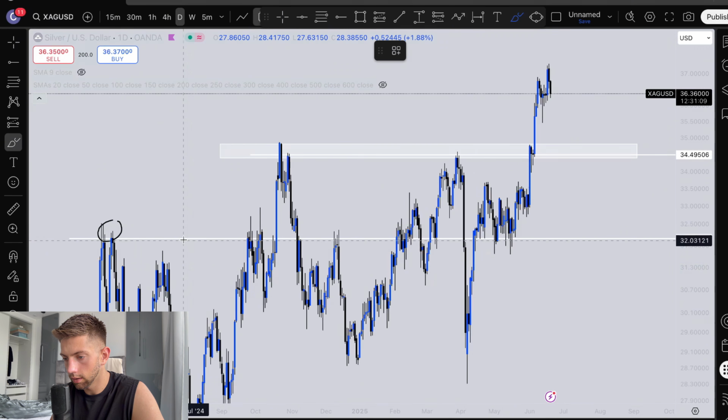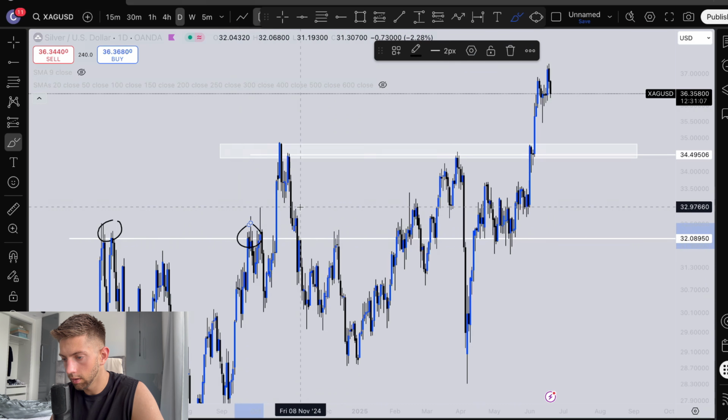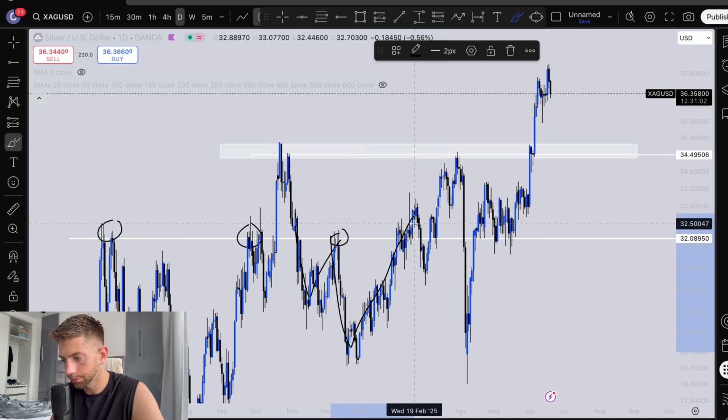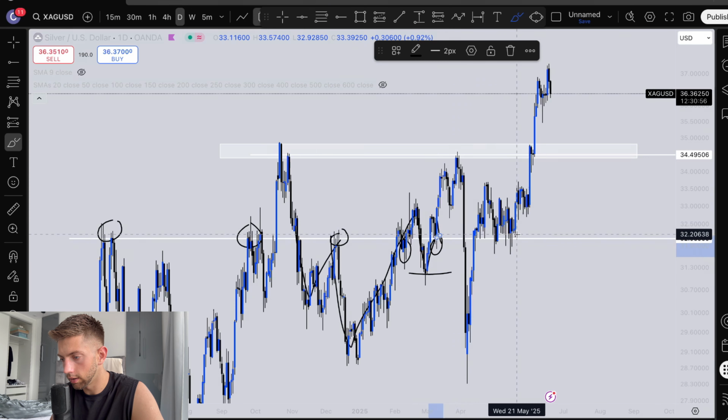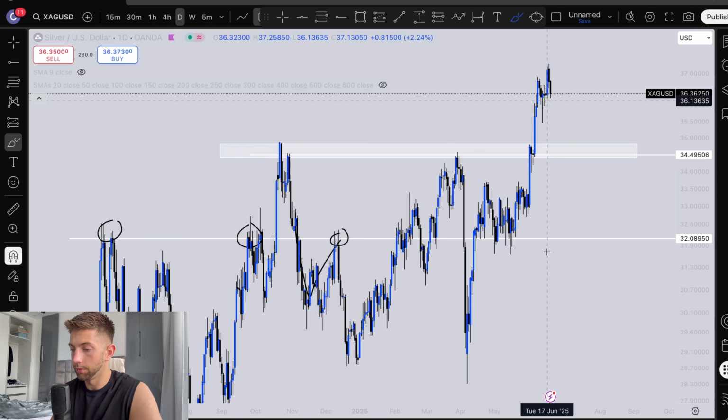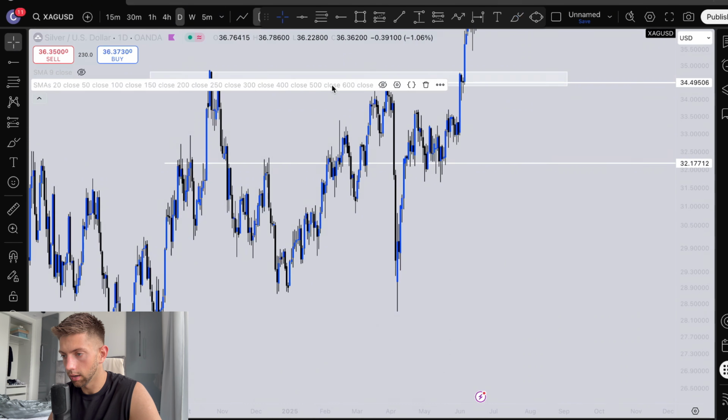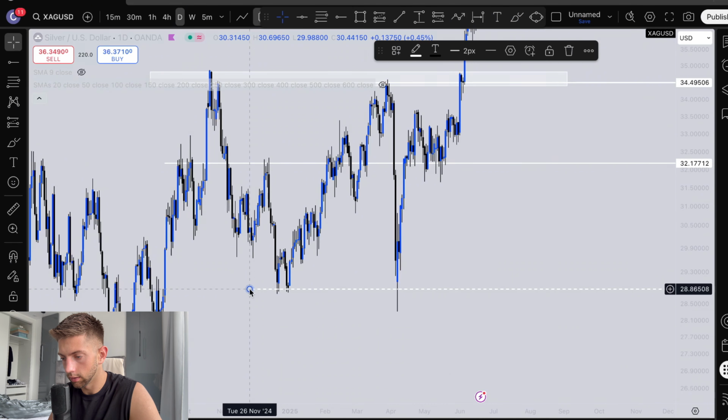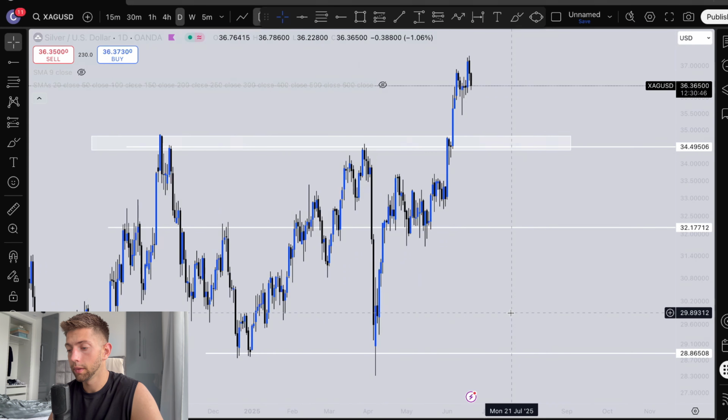Price reacted here, price reacted here, broke under, retested, reacted, broke above, retested, broke under, failed to continue, broke above, retested. Right here acts as a level of support as well. So that's a good level for me as well. And the third one will be right here, okay?